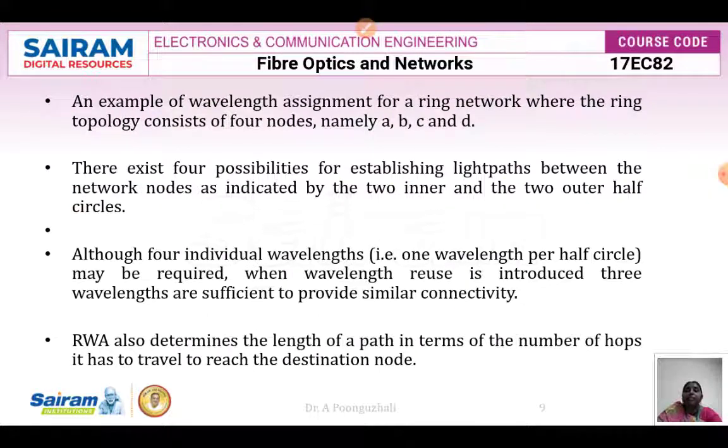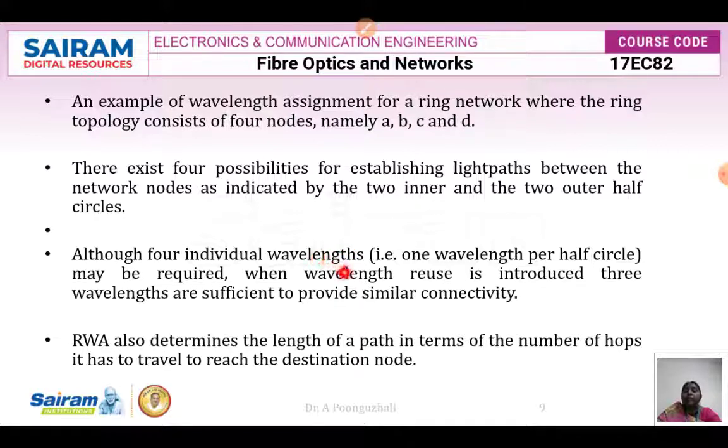So here is an example of wavelength assignment for a ring network, where the ring consists of 4 nodes A, B, C and D. That means for each node, between node A and B, I need a light path to be established between the network nodes. So I can have 2 inner nodes and 2 outer half circles. That means 4 possibilities for establishing the light paths. So here we require 4 individual wavelengths, that is 1 wavelength per half cycle may be required.